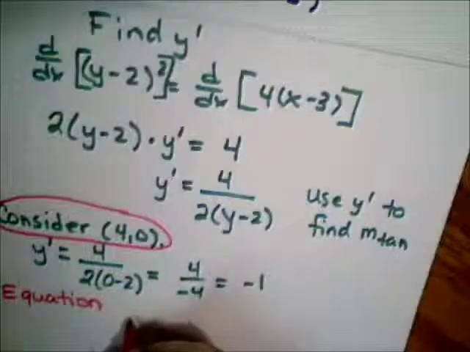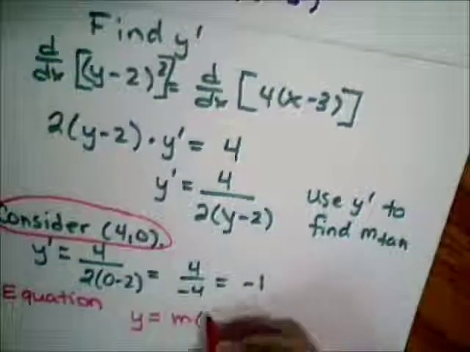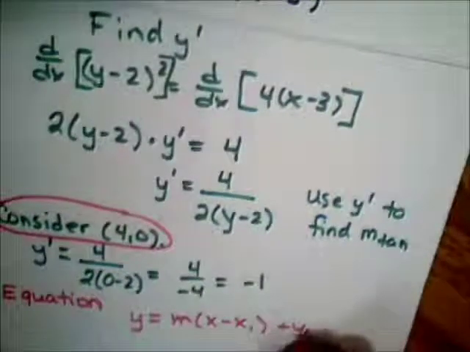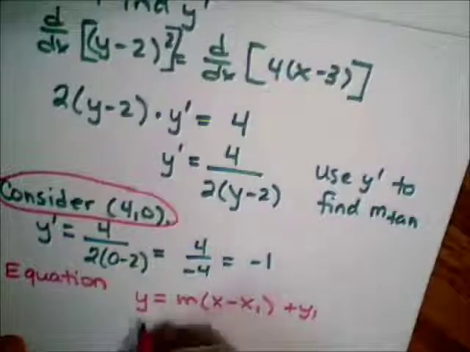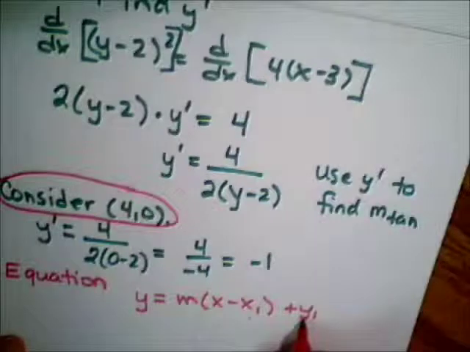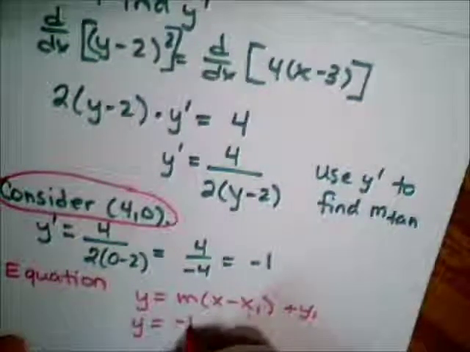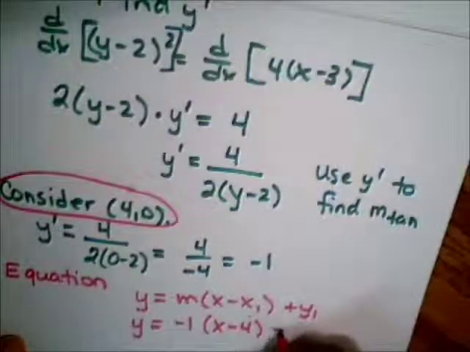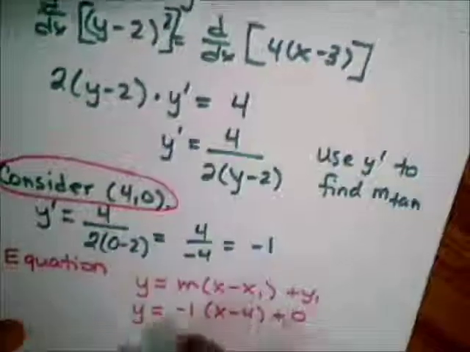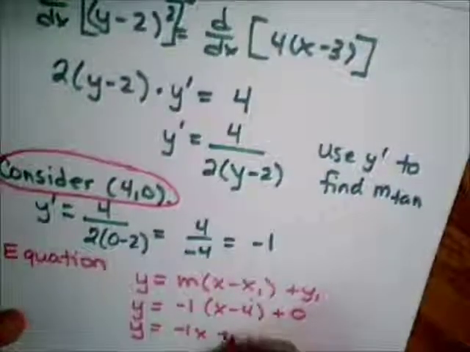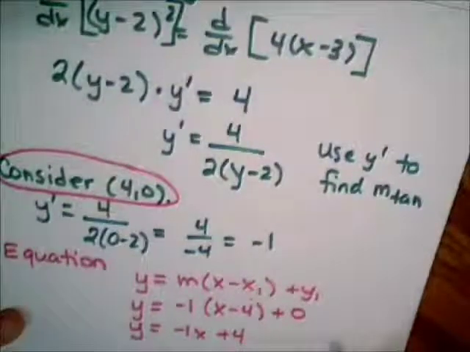Okay. Well, the equation of a line can be written as y equals m times the quantity x minus x sub 1 plus y sub 1. And in this example, we know the slope, which is negative 1, and we were given the specific ordered pair 4, 0. So we substitute in the slope, negative 1, and the values for x1 and y1. So one approximation to the curve would be the line negative x plus 4.